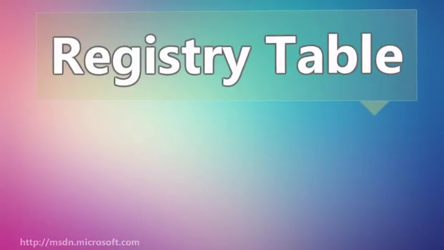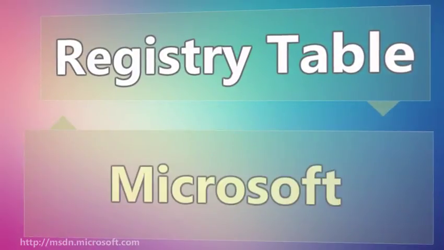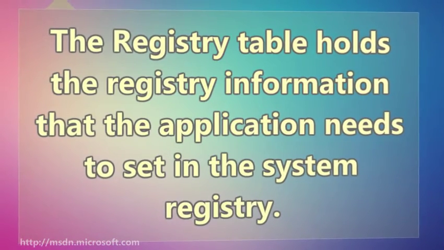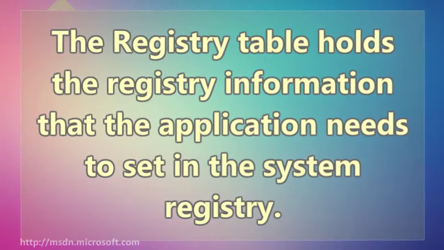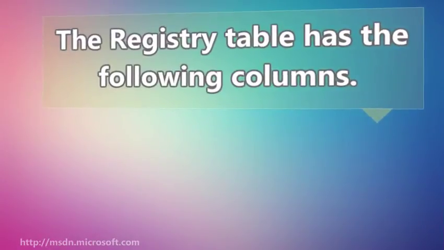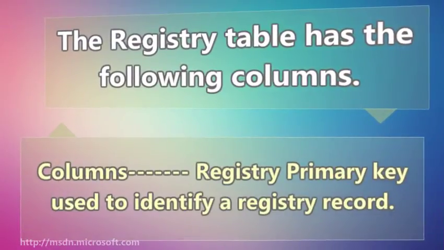Registry Table. The registry table holds the registry information that the application needs to set in the system registry. The registry table has the following columns. Columns: Registry, primary key used to identify a registry record.